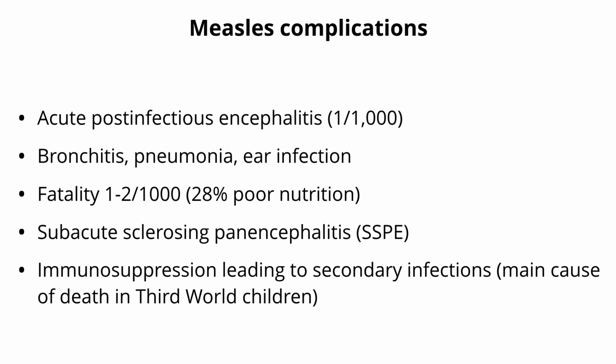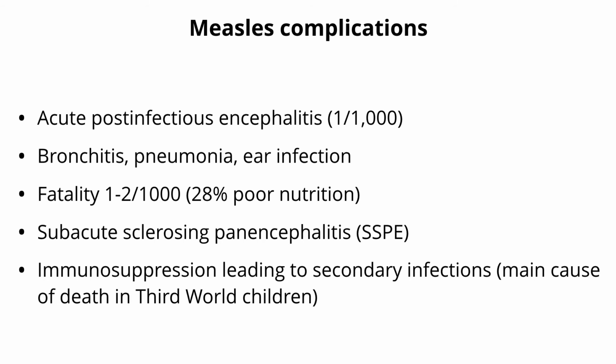And there are substantial complications with measles virus infection. Encephalitis, 1 in 1,000 cases. Virus gets into the CNS and destroys cells there. Bronchitis and pneumonia, ear infections, and fatality. In our country, in the US, before the vaccine, the fatality was 1 to 2 per 1,000 cases. In countries with poor nutrition, 28%. I mentioned this the other day. Measles becomes very lethal in areas where the kids are not properly nourished.